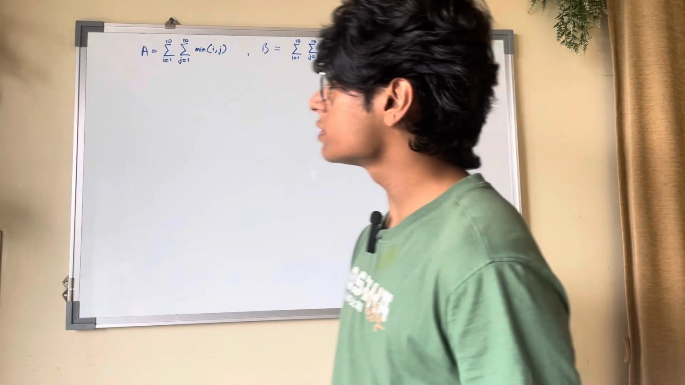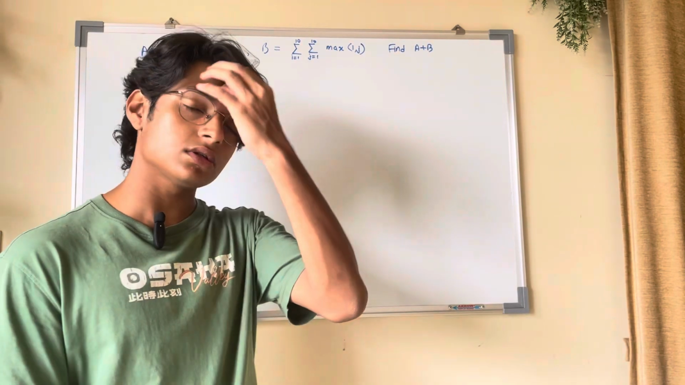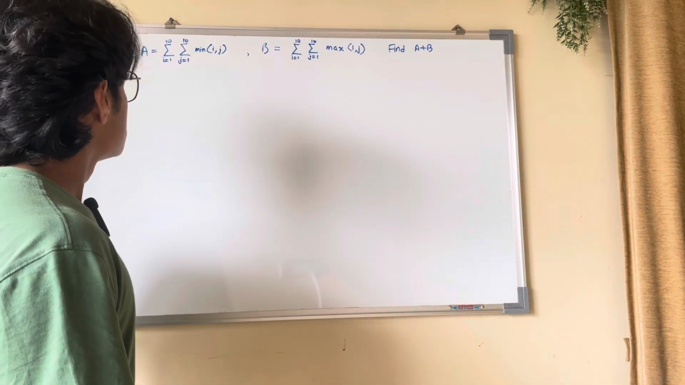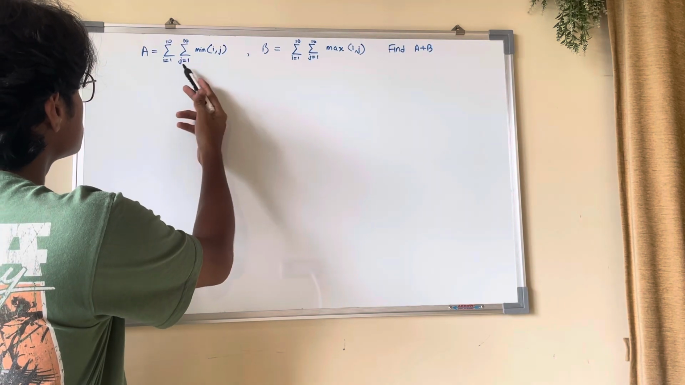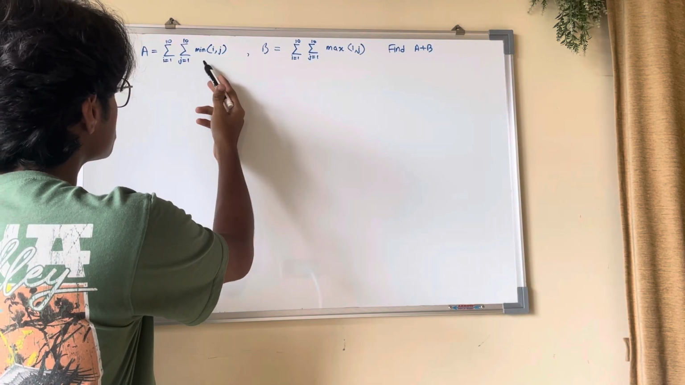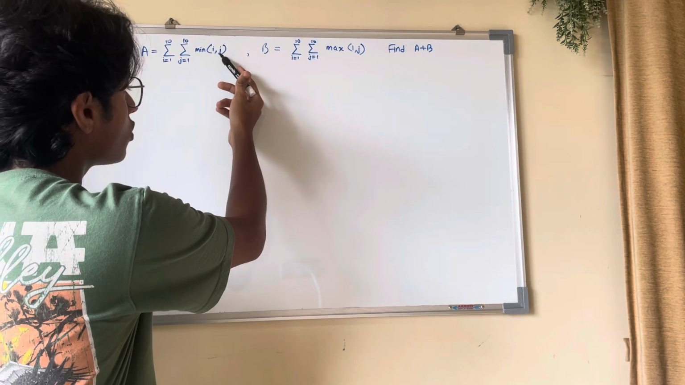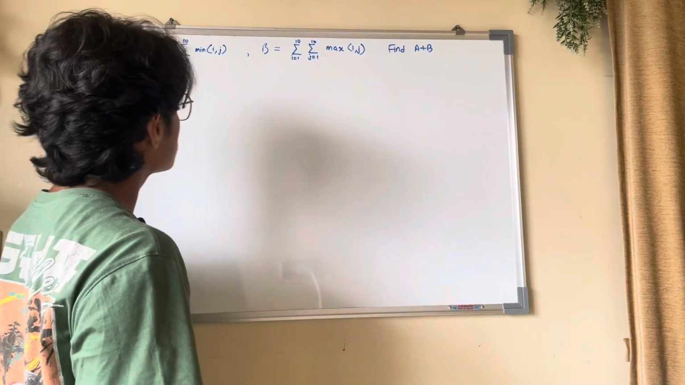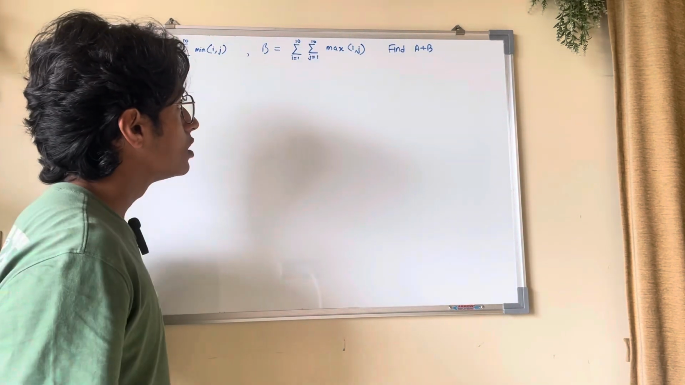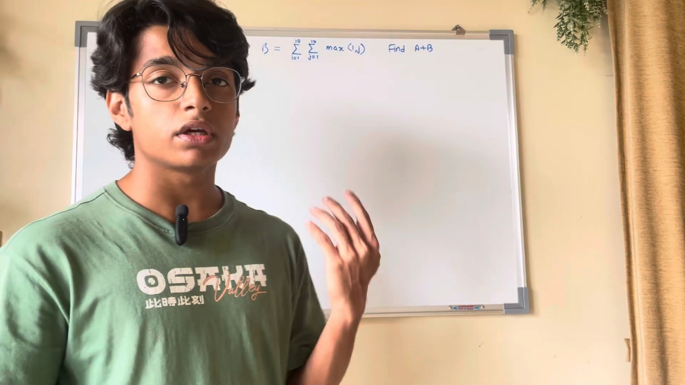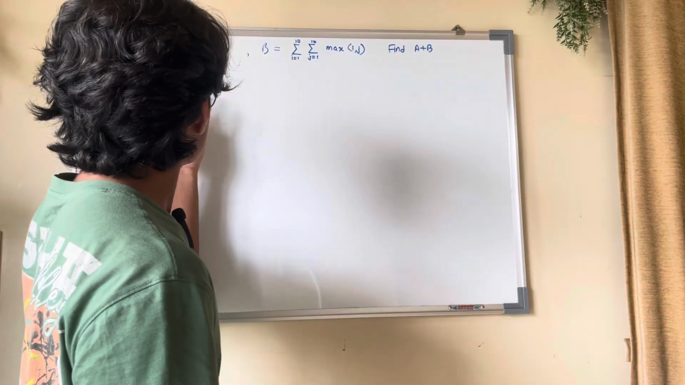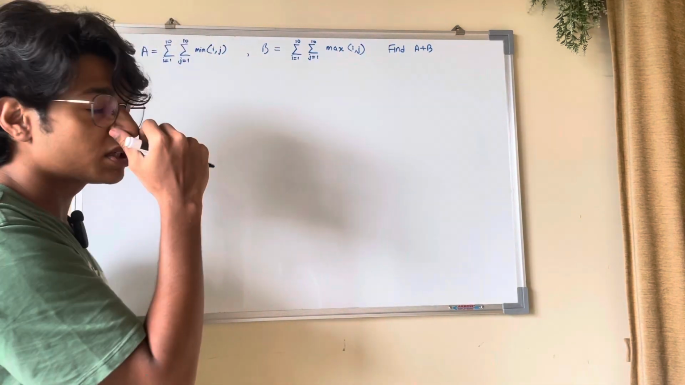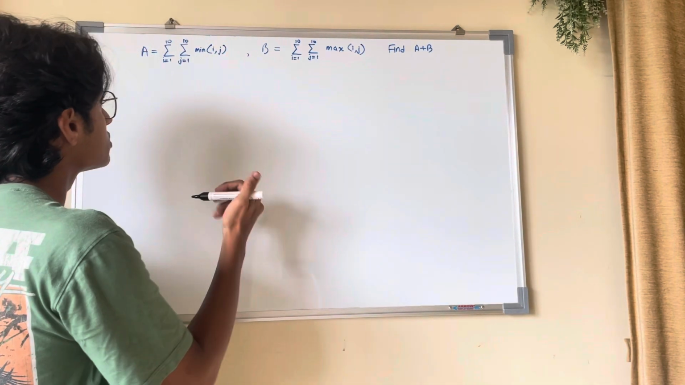Hello everyone. This question was asked in JEE Mains 2023 and the question says A is equal to double summation minimum of i comma j and B is equal to double summation max of i comma j, and we have to find the value of A plus B. Before solving to find the value of A and B, we will break the double summation into much simpler terms and try to understand what the summation means.